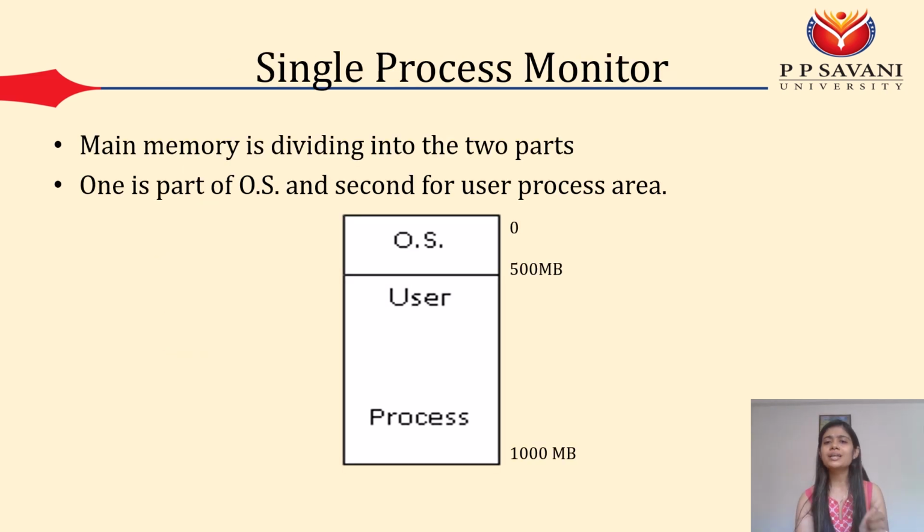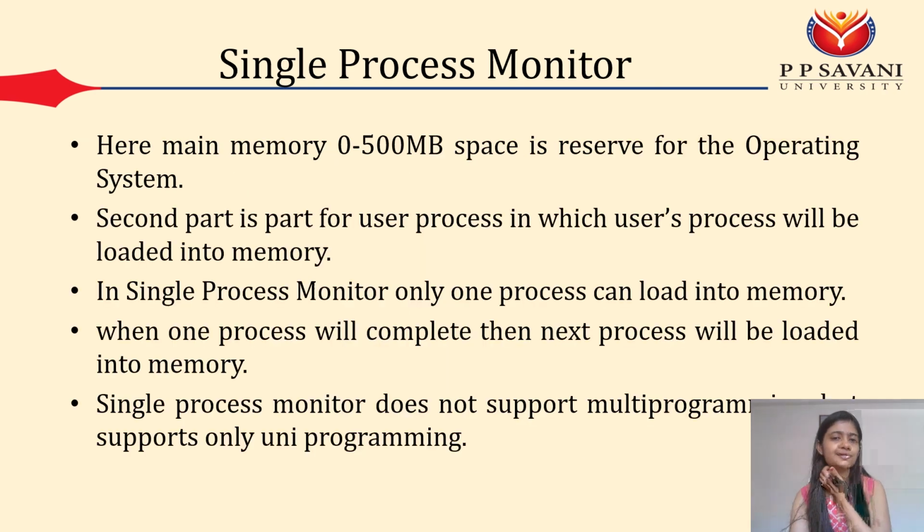If we talk about single process monitor, it means your main memory is going to be divided into two parts. One is going to be occupied by the operating system and the second is going to be used by the user process. Here, let's say the main memory is 500 MB. Space is reserved for the operating system. In main memory, let's say 500 MB is already occupied by the operating system and the second part is going to be used by the user process.